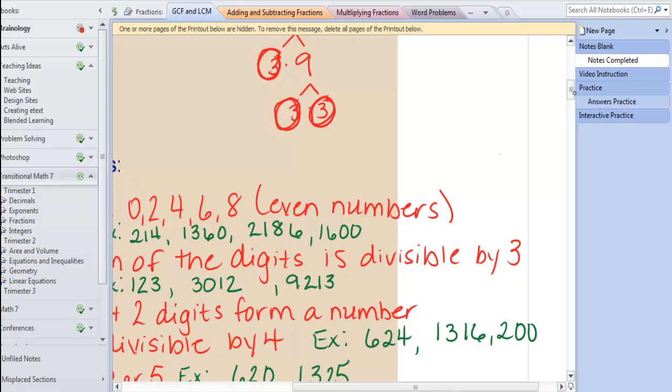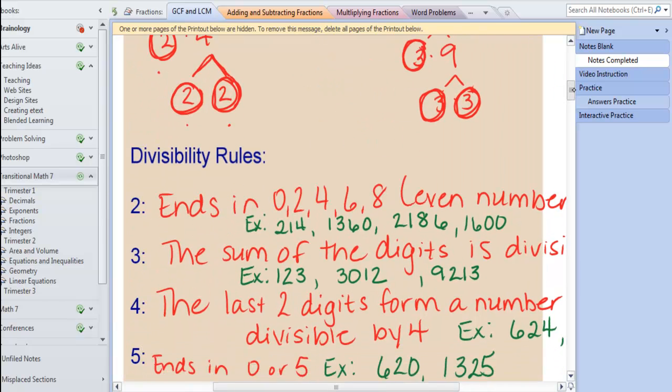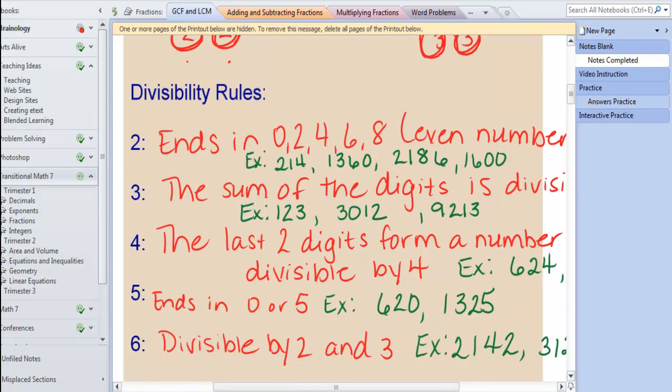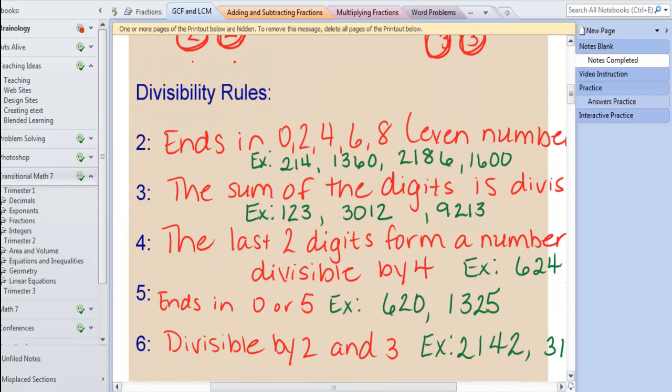What about 5? That's an easy one, right? If the number ends in 5 or 0, then 5 will divide into it. What about 6? For 6, you have to check the number to see if both 2 and 3 will divide into it. Check both of those rules. For example, 912. 9 plus 1 is 10, plus 2 is 12. Well, 3 goes into 12, so it's divisible by 3. And the last digit is a 2, which means it's an even number, so 2 will go into it.